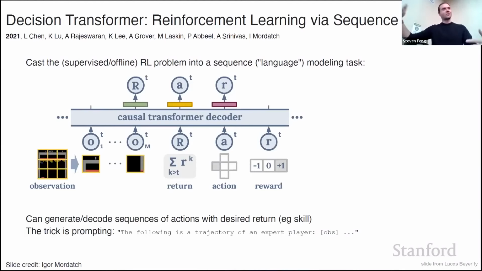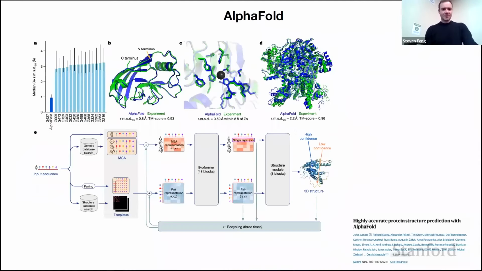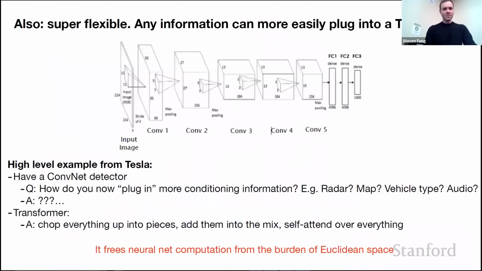And then you can use that for planning later. That works pretty well. Even things like AlphaFold. So we were briefly talking about molecules and how you can plug them in. At the heart of AlphaFold computationally is also a transformer. One thing I wanted to also say about transformers is I find that they're super flexible, and I really enjoy that. I'll give you an example from Tesla.